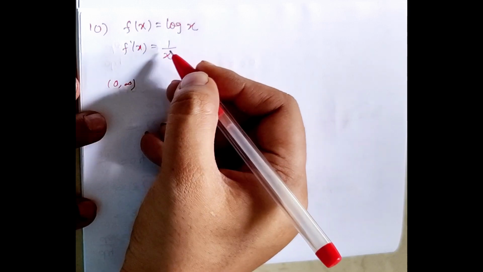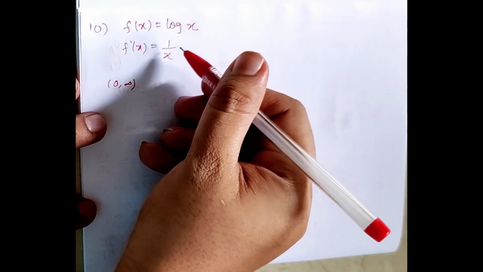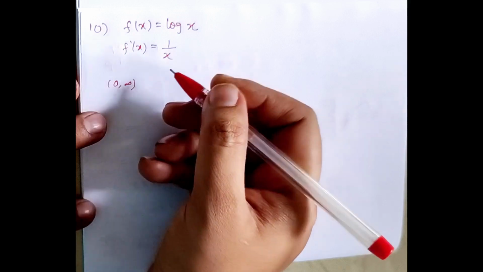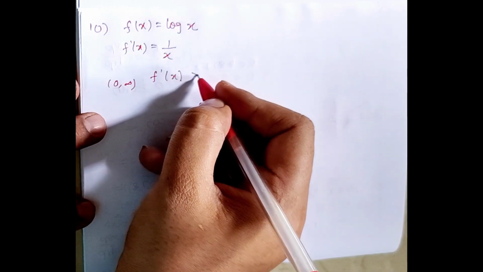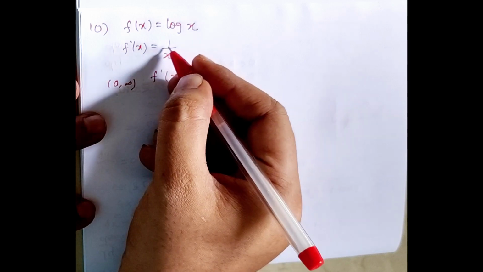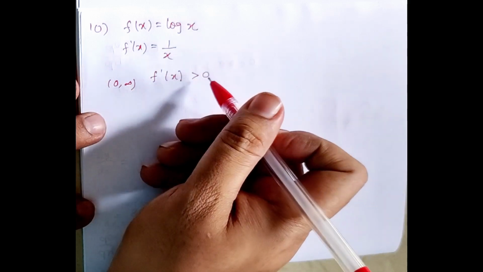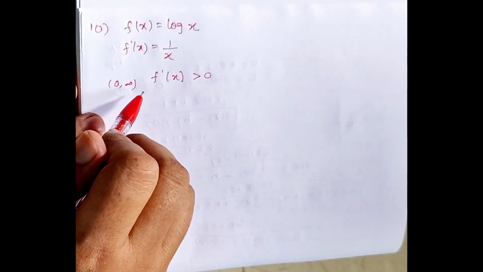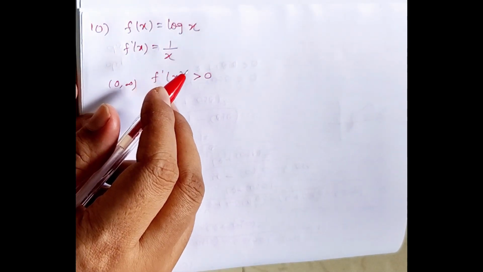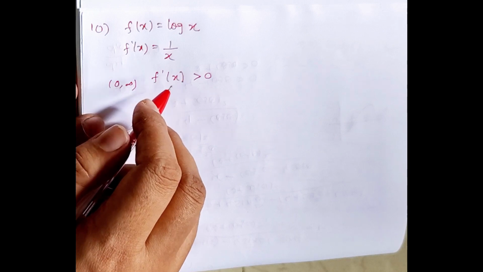So definitely 1 by any number we are going to get is positive, because both numerator and denominator are positive. So we get greater than 0, we will not get a 0 value. So there is no chance of getting 0 here, as we get the open interval 0, infinity. So the function is strictly increasing on the interval 0, infinity.